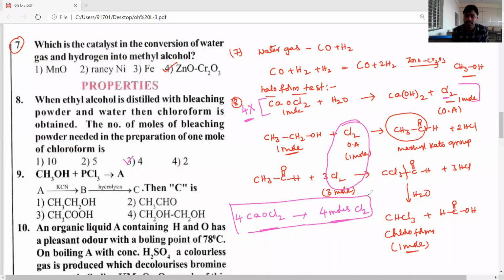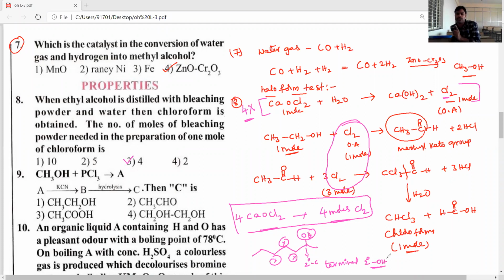Haloform test. This is an important reaction. Haloform test is generally given by methyl ketones, methyl ketone groups. Along with methyl ketone groups, ethyl alcohol and terminal secondary alcohols also give it. Terminal secondary alcohol means the OH group is present at a secondary carbon. See, these are also secondary carbons, but here the OH is present at a secondary carbon that is not terminal. That is an internal secondary alcohol.